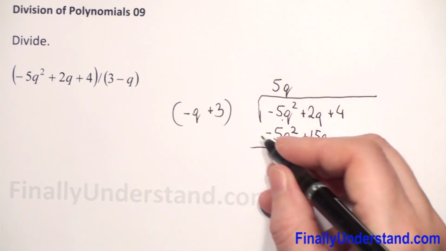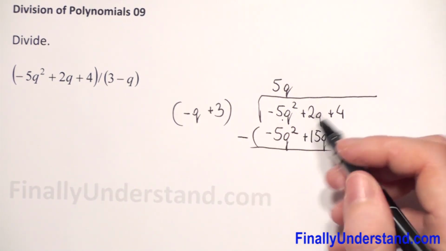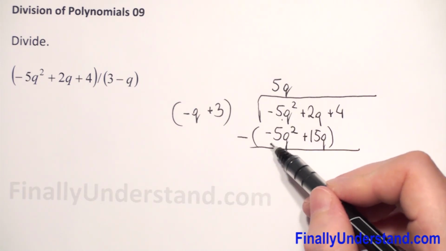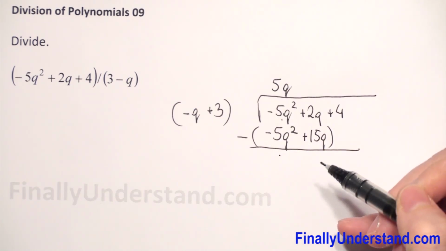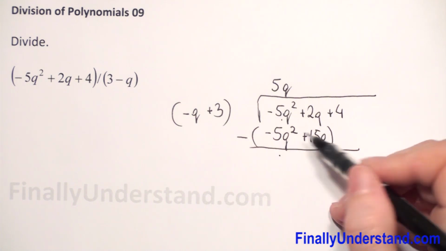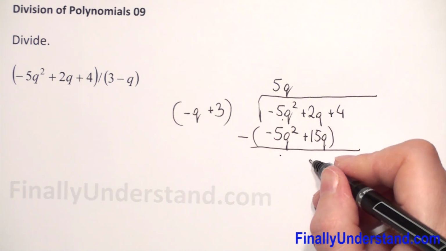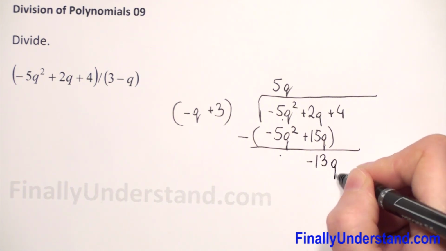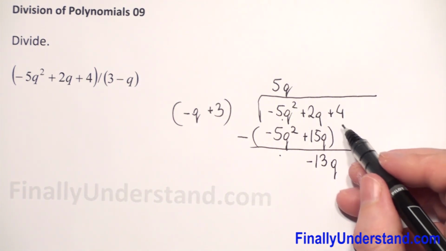Now we have to underline and do subtraction. Negative and negative give me positive, so negative 5q plus 5q is 0. We don't have to write that. 2q minus 15q will be negative 13q. And we have to take down 4.